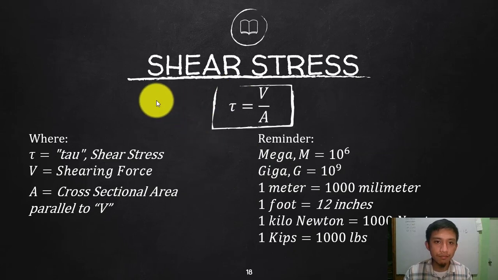This is our formula. In normal stress, we use sigma. In shear stress, we use tau. It is another Greek letter, tau.